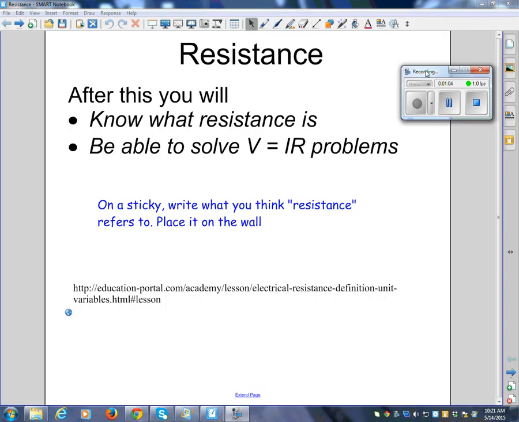We're going to solve V equals IR problems. There, I gave away the formula. And we're going to know some uses for resistance. And Kaylee needs to sharpen her pencil, so we'll wait for her.